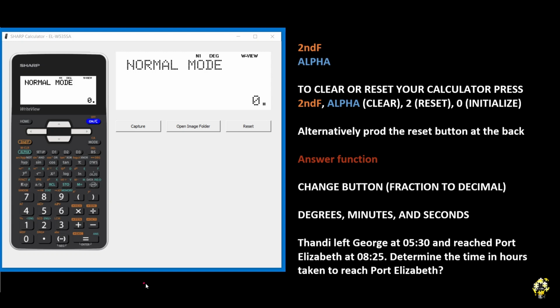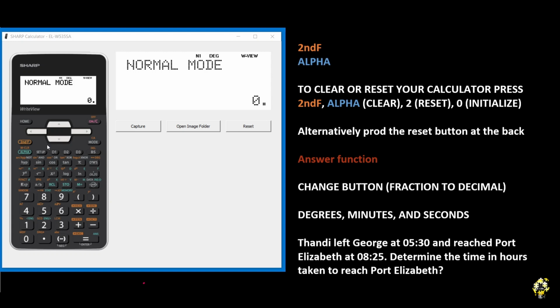Most importantly, before we go any further, you have two important buttons on your calculator, and that is the second and also the alpha. The second is in orange, the alpha is in blue. If you press the second, which is here on your calculator, you are essentially activating the second function of the button, or of all the buttons. This is what I mean.